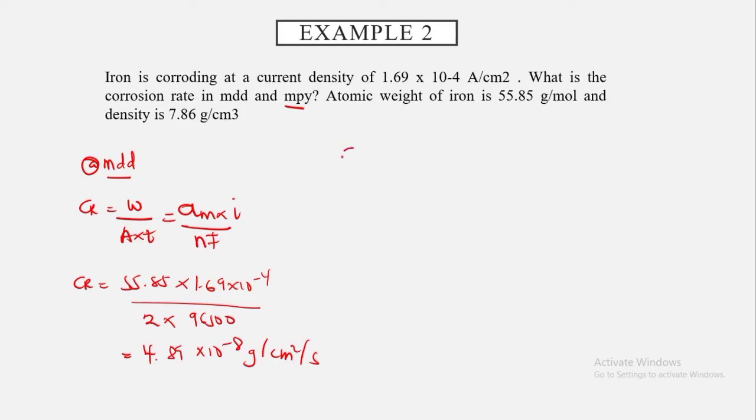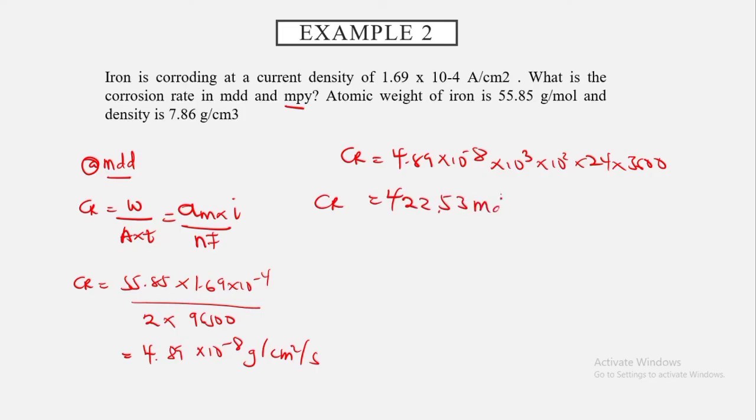So let's do that. CR is equal to 4.89 times 10 exponent negative 8 times 10 exponent 3 times 10 exponent 2 times 24 times 3600. What are we getting? Your answer you're going to get is CR is equal to 122.53 MDD. That's very simple as that. Now let's look at the MPYs.